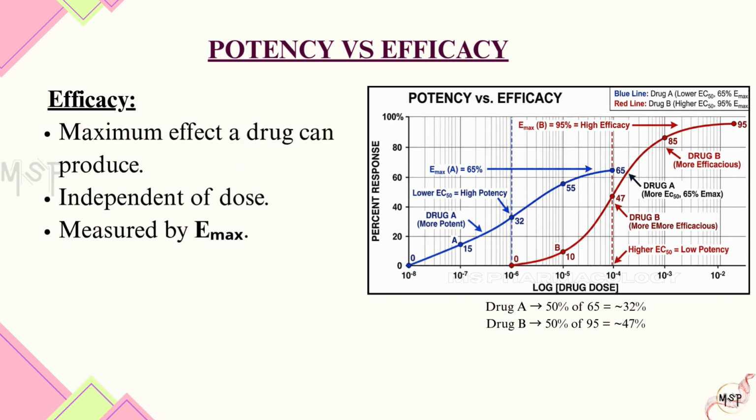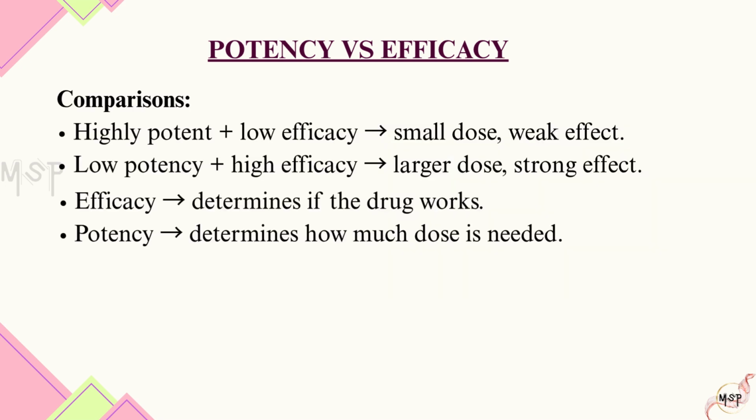Efficacy is about how strong the maximum effect is, regardless of dose. It's measured by Emax. A drug can be highly potent, but low in efficacy. It works at tiny doses, but can't produce a strong effect. Less potent, but highly efficacious. It needs more drug, but can achieve a powerful effect. When choosing a drug for treatment, efficacy determines whether the drug can do the job. Potency just determines the dose you'll need.